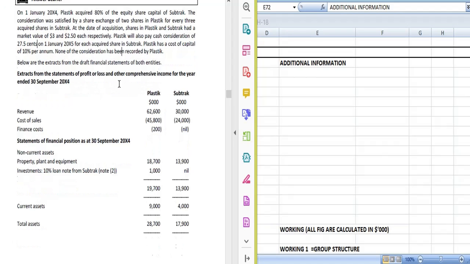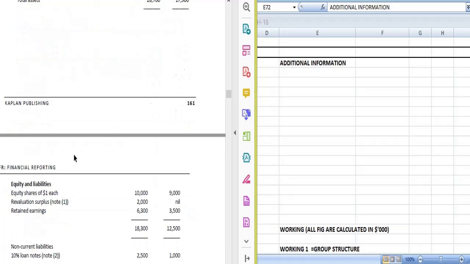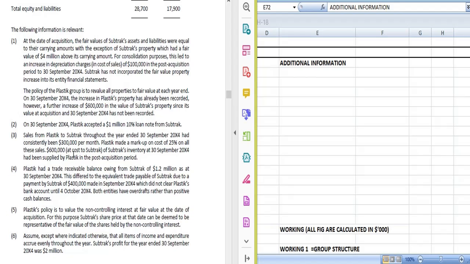Okay, so this is the profit and loss and financial position given for the individual entity. So okay, the first information is, at the date of acquisition, the fair value of subtract assets and liability were equal to their carrying amount, with the exception of the subtract property, which had a fair value of 4 million above its carrying amount. For consolidation purpose, this led to an increase in depreciation charge in cost of sales of 100,000 in the post-acquisition period to 30 September 2024. Subtract has not incorporated the fair value property increase into its entity financial statement. Okay, so this is basically the fair value adjustment.